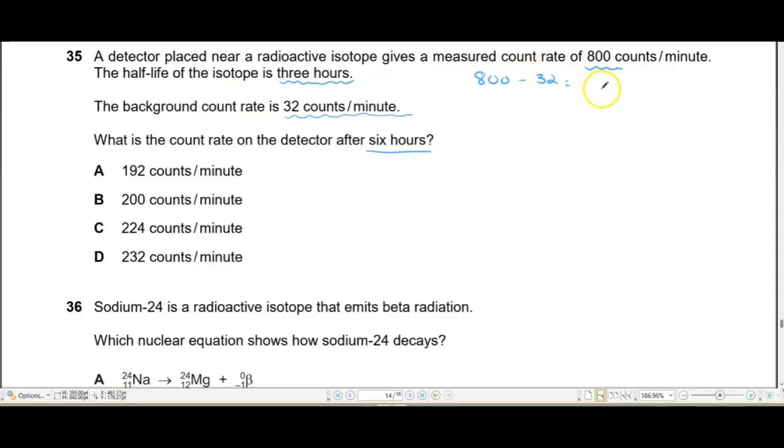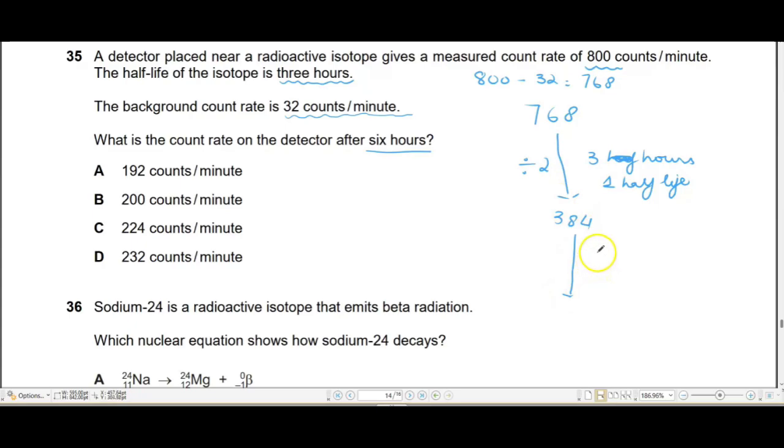So 800 minus 32 is going to give us 768. So this is the reading due to the radioactive isotope, not including the background count. See, we have 768. The half-life is 3 hours. So after 3 hours pass, one half-life passes, and this count is going to be reduced to half. So 768 is going to be reduced to 384 counts per minute.